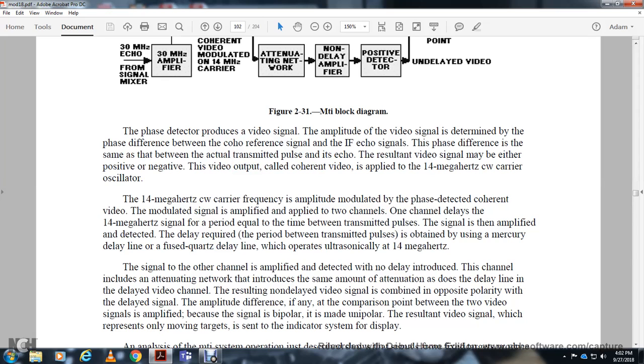The video output of the coherent video is supplied with a 14 megahertz continuous wave carrier oscillator. The 14 megahertz continuous wave carrier frequency is amplitude modulated by the phase detector's coherent video, and the modulated signal is amplified and applied to one channel delay. The 14 megahertz signal will be delayed by a time equal to the time between the transmitted pulses. The signal is then applied to the amplifier and detector with the delay required for the period between the transmitted pulses. This is the mercury delay line, or fused quartz delay line, which operates ultrasonically at 14 megahertz.